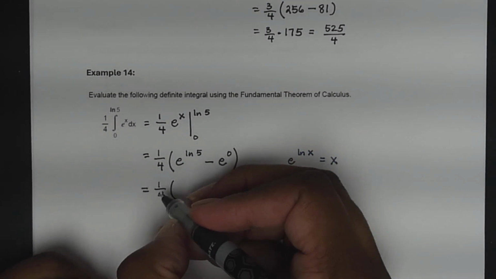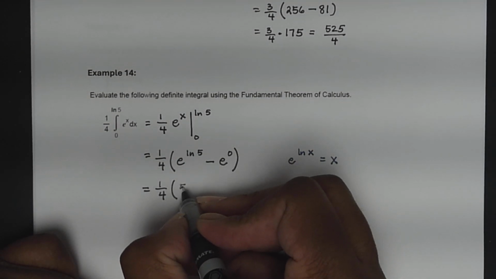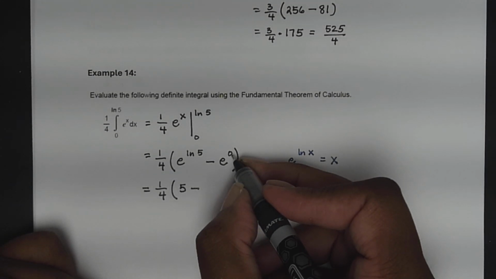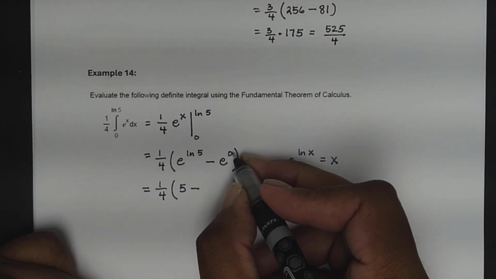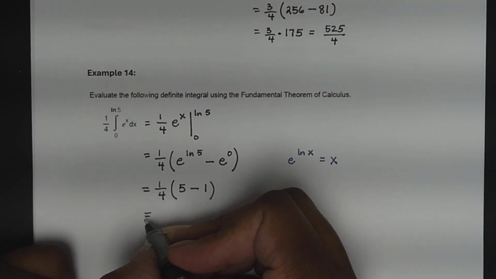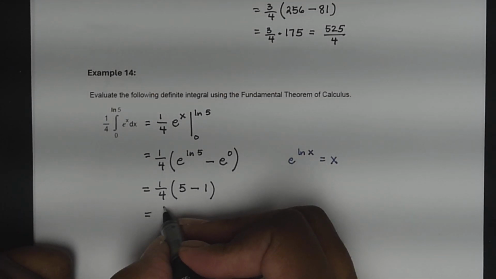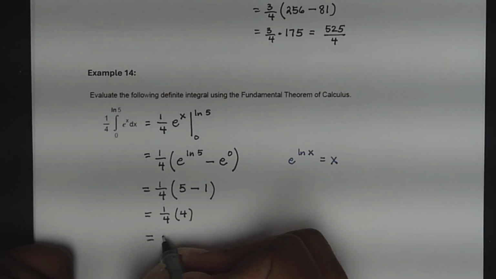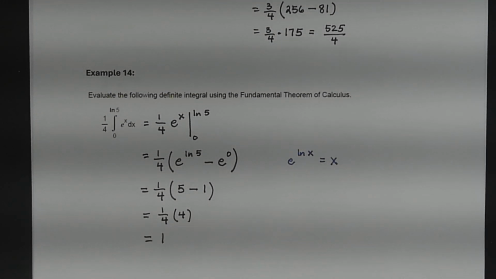So e to the ln of 5 would just be 5 minus e to the 0. A non-zero number to a power of 0 is going to be 1. And then 5 minus 1 would be 4. So 1/4 of 4 ends up being 1.